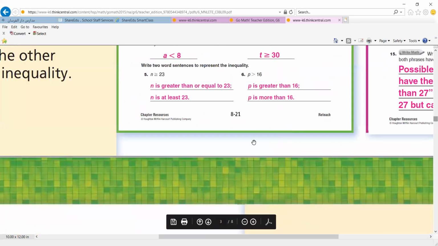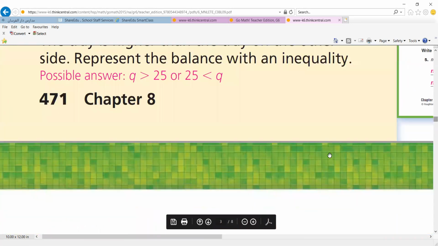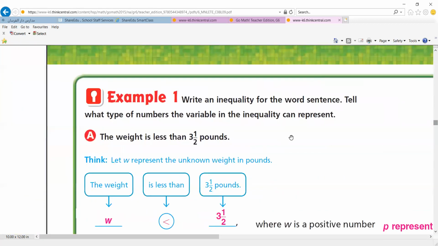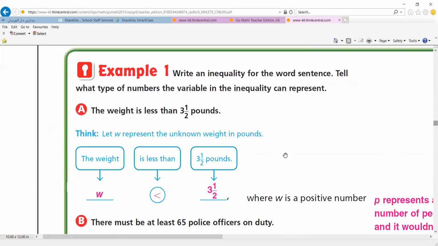These are very important concepts of math, girls. Please solve each of them. And whatever you don't understand, just mark it and message me on WhatsApp. I'll explain how that came. The weight is less than. So W is simple. Less than means I have to put this sign.